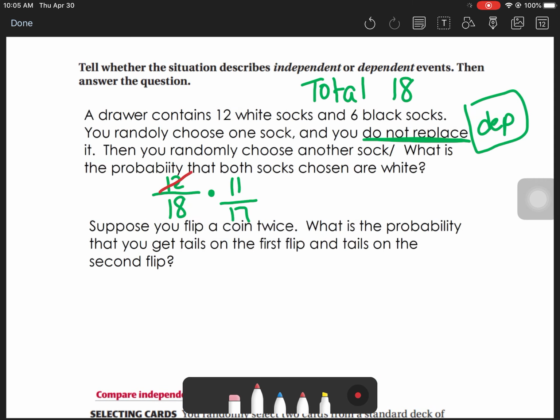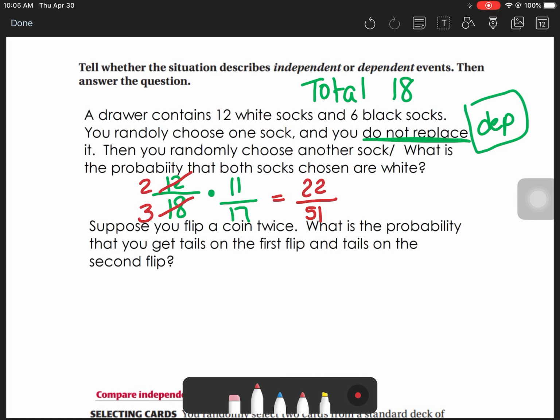So I could simplify before I multiply by dividing both of those by 6. So then we can multiply straight across. 2 times 11 and 3 times 17. And that will be the probability of choosing a white sock and another white sock.